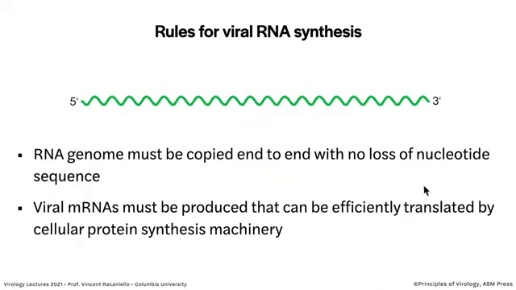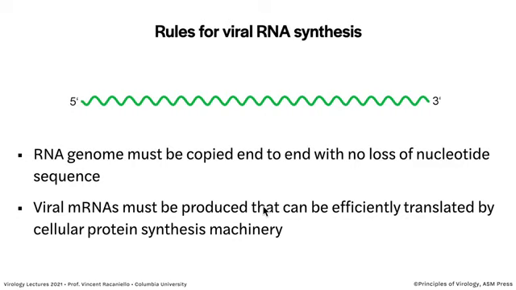I want to talk about RNA synthesis in general first. Two general rules. First, the RNA genome has to be copied from end to end with no loss of sequence. You can make mRNAs that are shorter than the genome. But if you want to make more genomes, they have to be complete copies of what comes in with the virus. Otherwise, you can't make a new virus particle. So end to end. And you also have to make mRNAs that can be translated, right? For some viruses, as you know, or as we'll see, the genome is the same as mRNA.